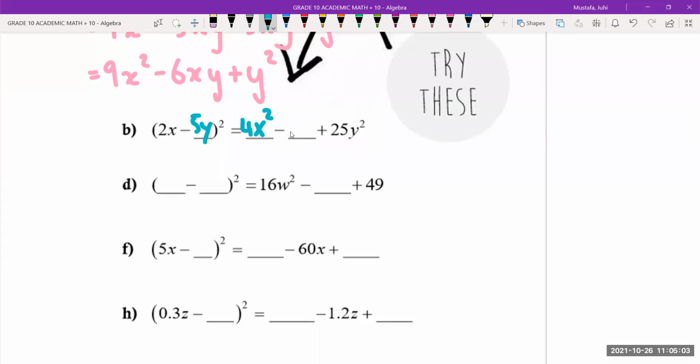Is this exactly the same as the other one? Oh my goodness, we keep doing the exact same questions. To get the middle term, I'm going to multiply 2x times 5y. I don't care about the sign because the sign's already in there. Times the number 2. So what did you get for this? 20xy.